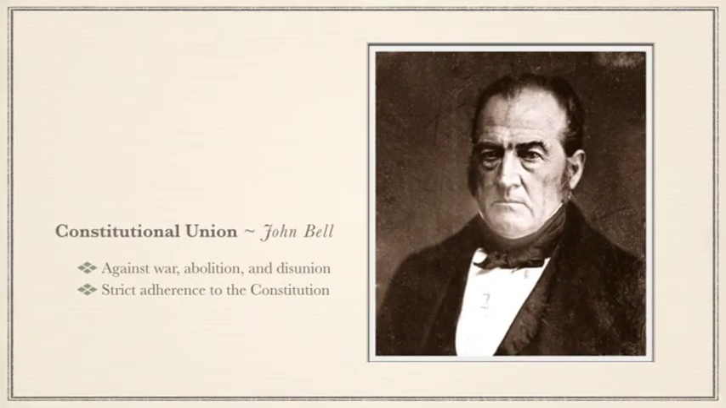Finally, there was the wild card, the Constitutional Union Party, and its candidate, John Bell. Bell believed that the political firestorm raging across the United States would die down if everyone, North and South, adhered strictly to the Constitution. Bell's position appealed to the Upper South, where slavery and union were both held dear.